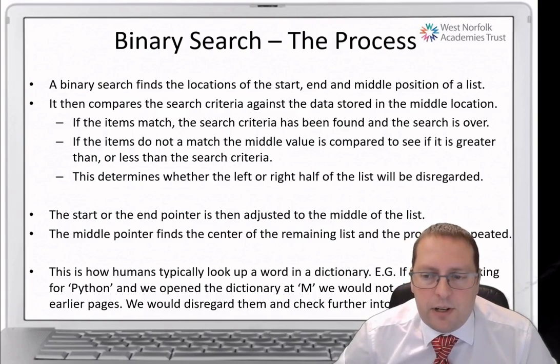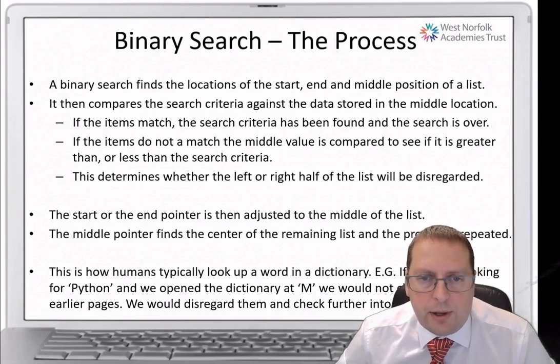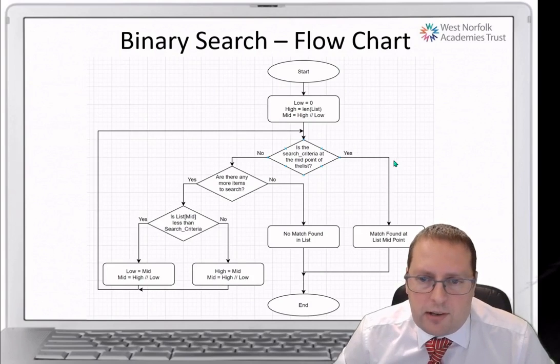So I've managed to find my item very quickly by halving the data every single time, and that's how a binary search works. Now, the flow diagram for a binary search looks a little bit more complex, because what it's actually doing is splitting the data in half every single time.